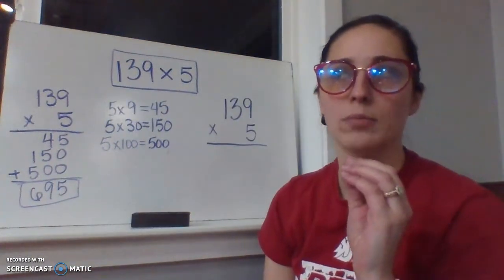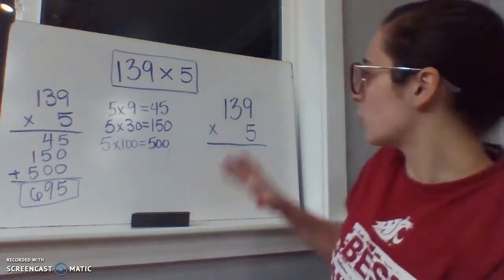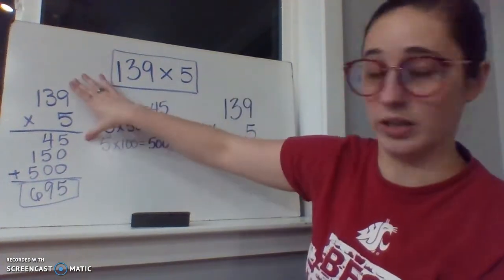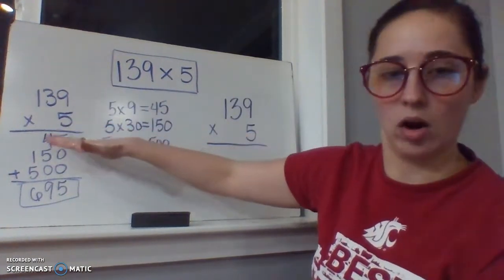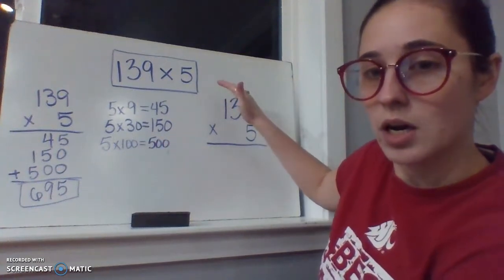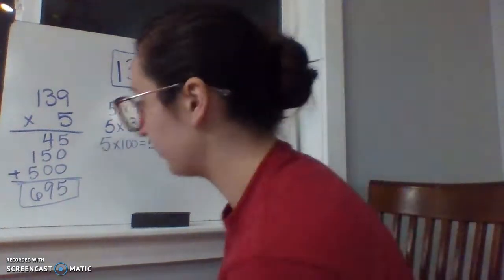When we use the more traditional version of the standard algorithm for multiplication, we're still going to set up our equation the same as we did for the expanded version, but rather than having all of these numbers listed below, we're actually going to be carrying numbers to make sure that everything is in the right place value. So I'm going to show you what that looks like.